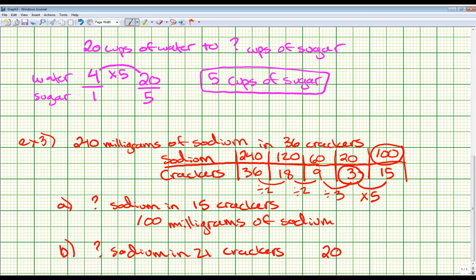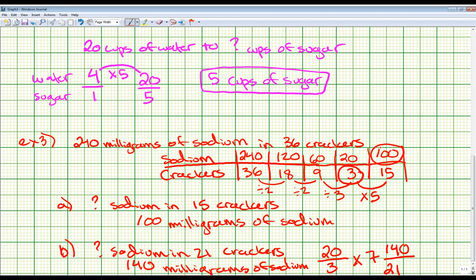So 20 milligrams of sodium over 3 crackers. If I multiply that by 7, I'm going to end up getting 21 crackers on the bottom, which is the target number I'm looking for. So 20 times 7 will give me my number of milligrams of sodium. And 20 times 7 would give us 140. So my final answer to question B would be 140 milligrams of sodium.